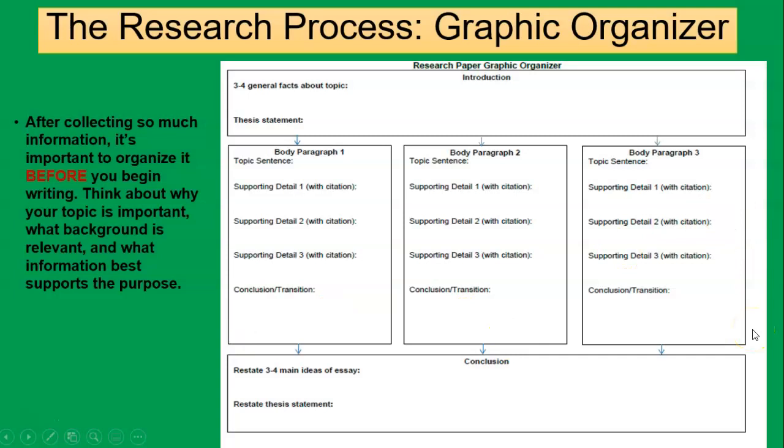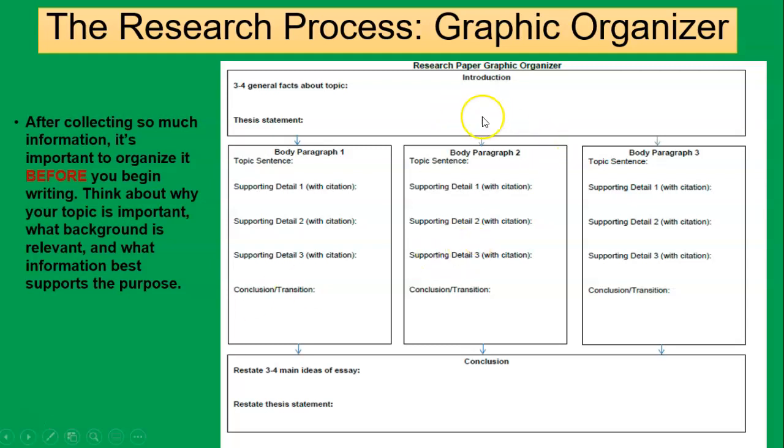This is an example of a graphic organizer that you might want to use when you are just really at the beginning stage of sketching out your research paper. This is just a picture of it, so this is something that you could use again as a guide if you just like to sketch it out on your own paper. It's always good to organize your thoughts before you start writing.